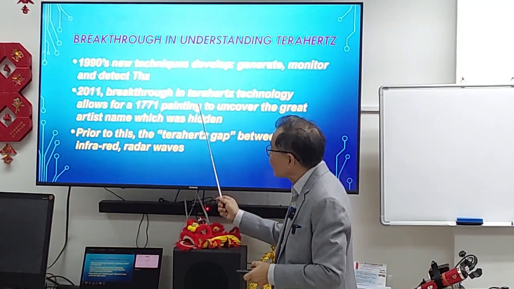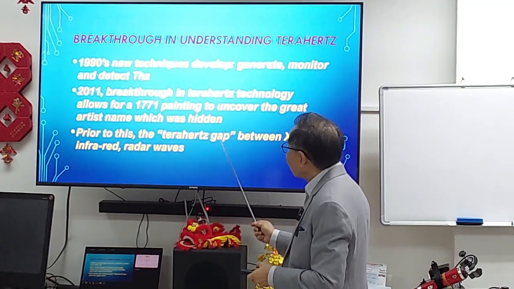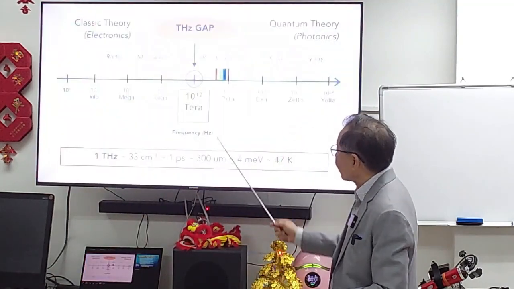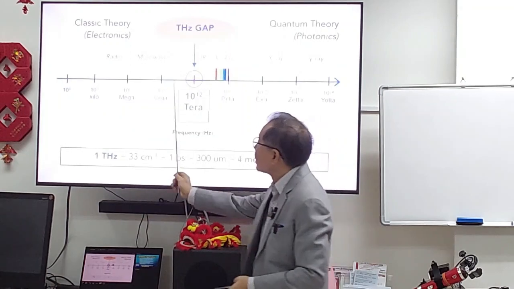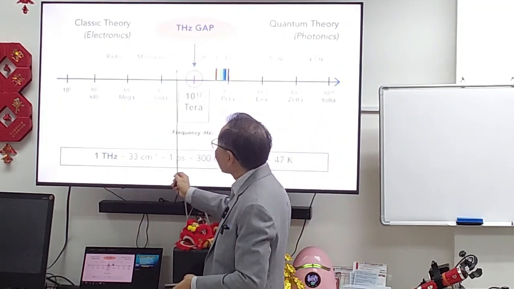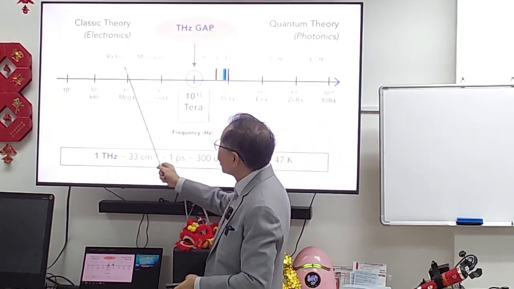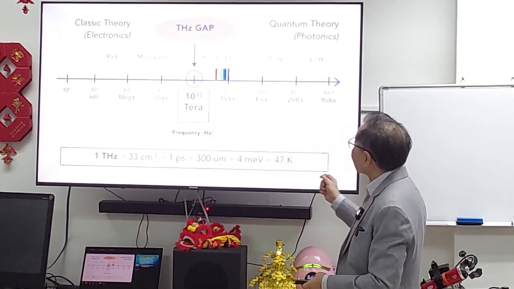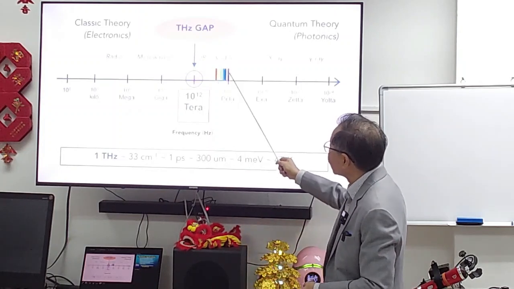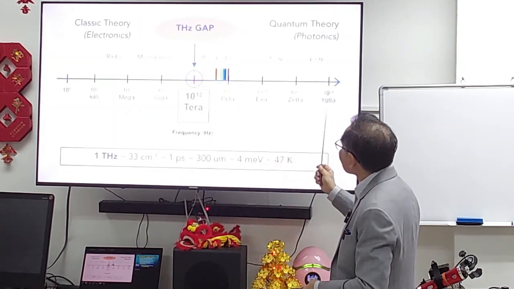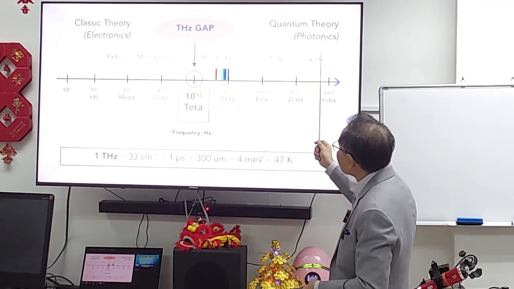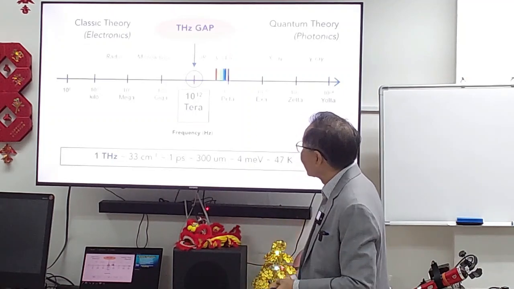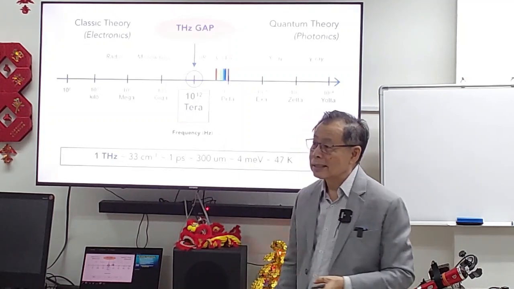Now before 2011, there was what is known as the terahertz gap. What is the terahertz gap? The terahertz gap is here. Longer wavelengths on this end, the radio waves and microwaves, were studied using electronics. And on this end, visible light is here, and all the gamma rays and X-rays are on this side. People studied using photonics, in other words, using light techniques. So terahertz is here right in the center.